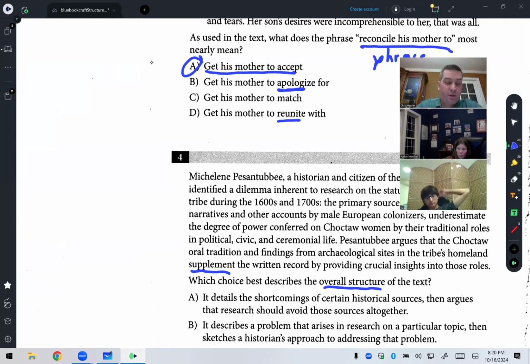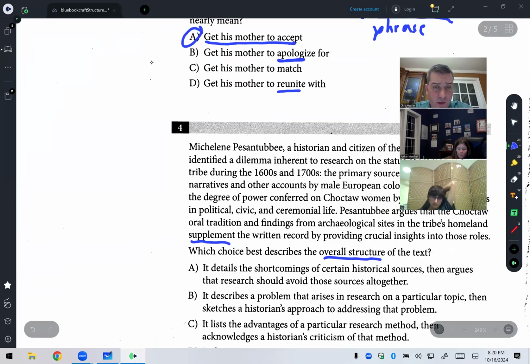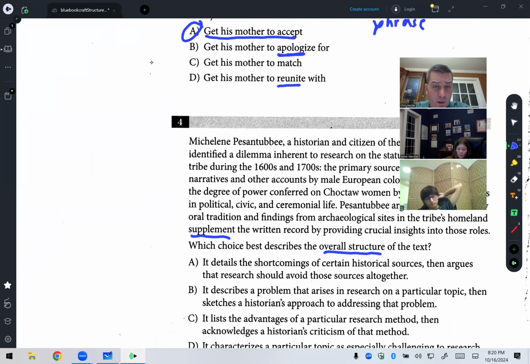So they're asking us about the structure. Let's look at some answer choices. Maybe we'll look at a wrong answer. Let's look at A. It details the shortcomings of certain historical sources. I would agree with that part.